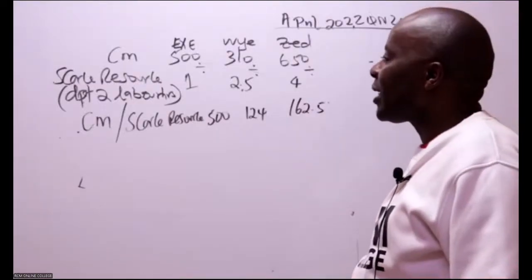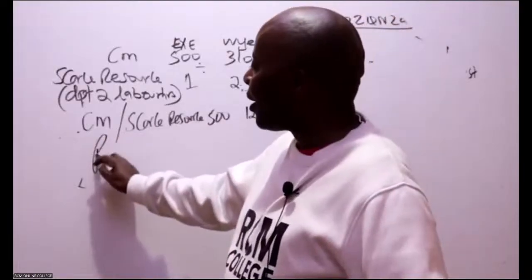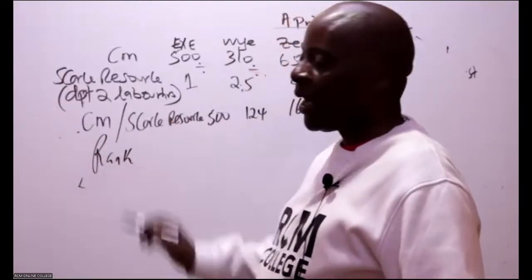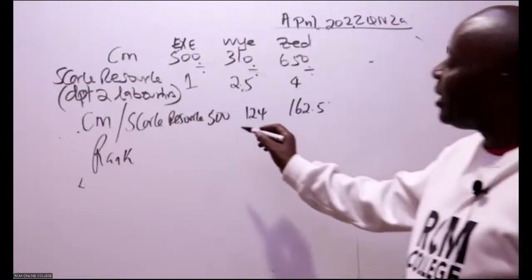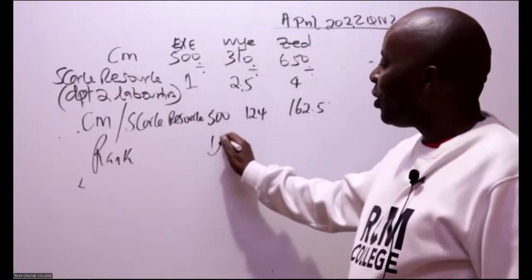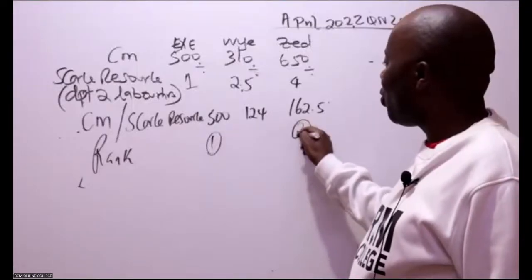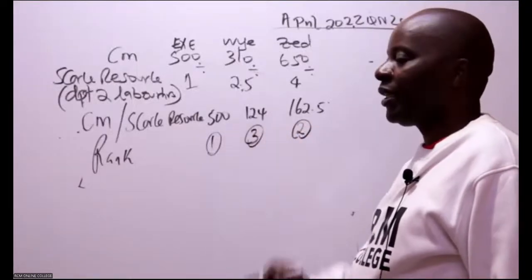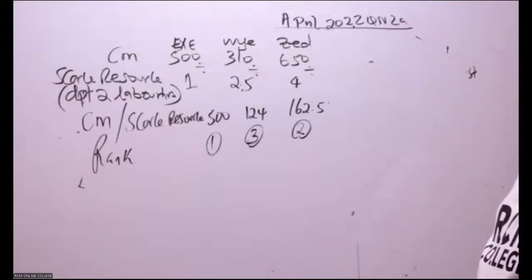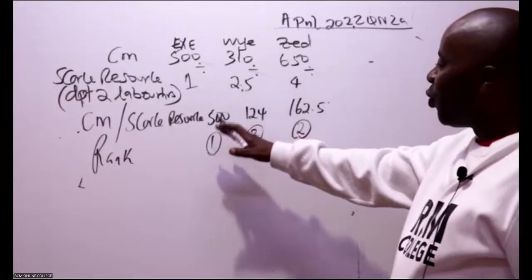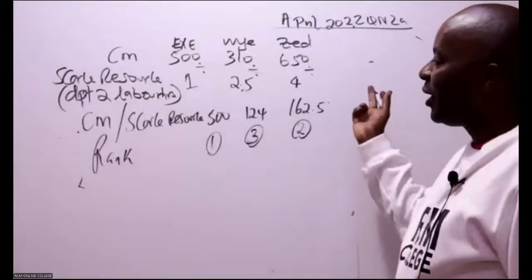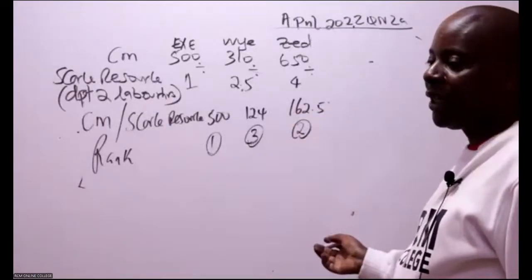Then second last thing, go ahead and rank. Remember, the higher, the better. So which one takes up number 1 in terms of this quotient? Number 1 will be this one with 500, followed by 162.5 which is higher, and then this takes up number 3.